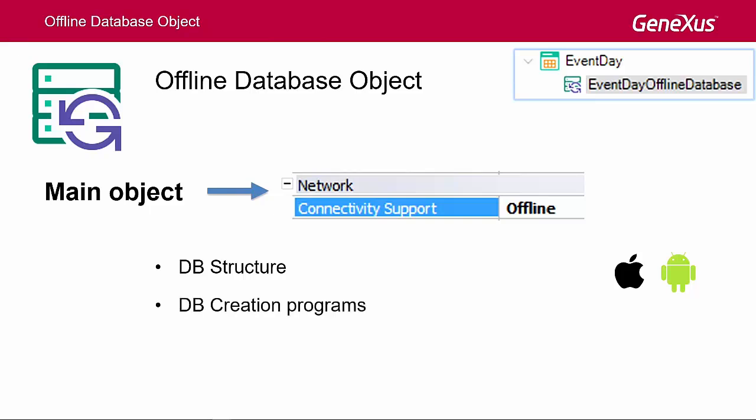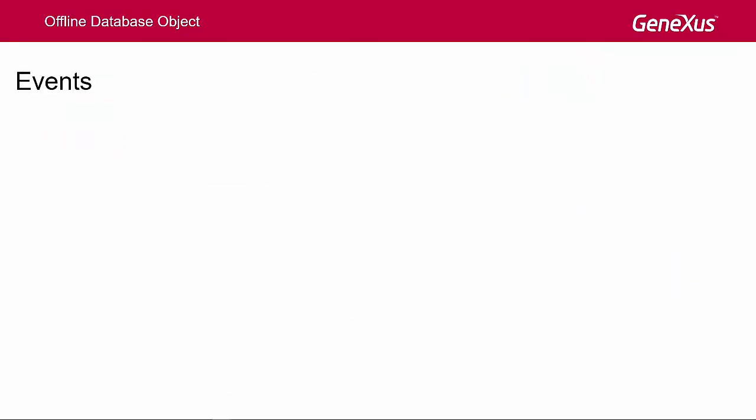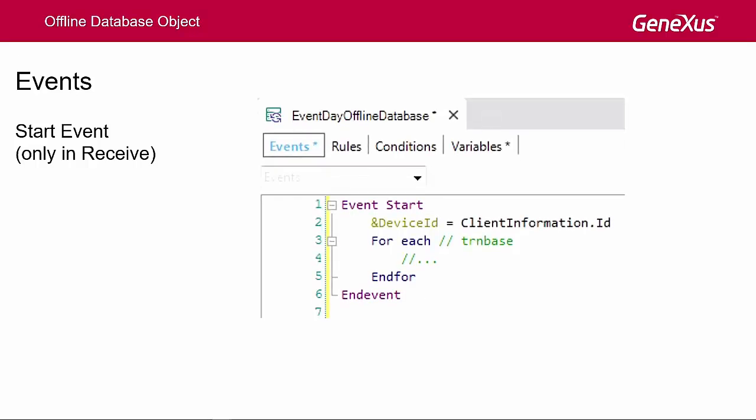The offline database object has events, conditions, and properties that allow determining its behavior. The only event that can be programmed is the start event. It's run on the server before every submission of data to the client for synchronization. That is to say, only in the receive operation. This event is designed to initialize variables and other processing that must be run before synchronizing the tables.